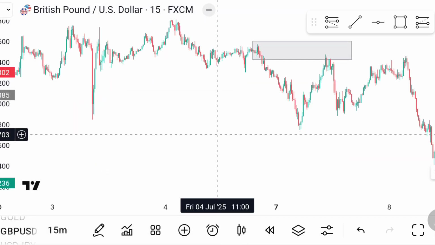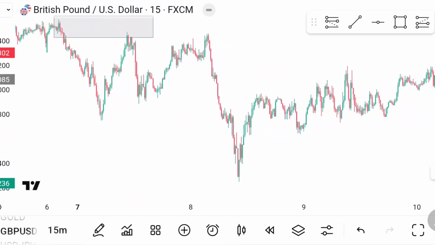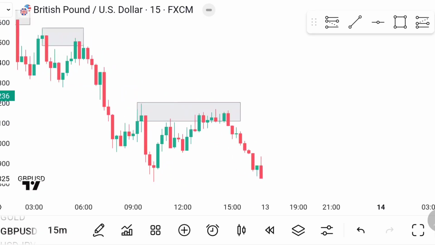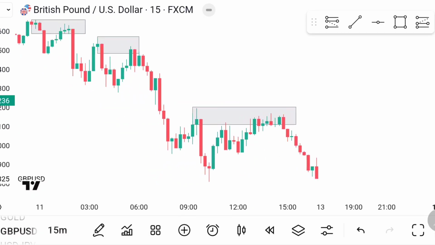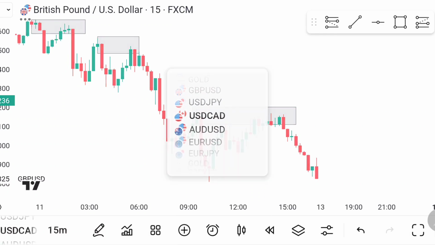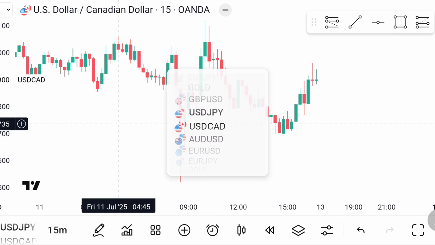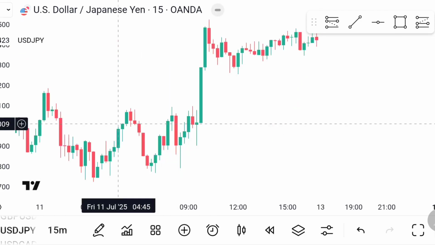So for this, we are back to the 15 minutes time frame. These are the ones we just considered. Now let us go to another market instrument. This is GBP USD. Let us go to maybe another one. Let's see USD JPY. So we're on USD JPY.